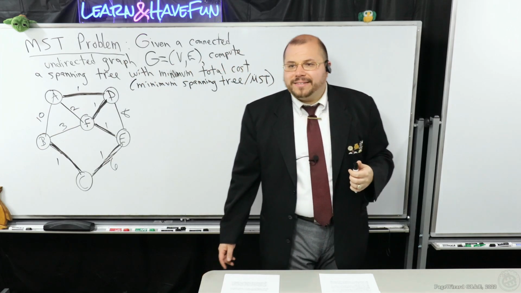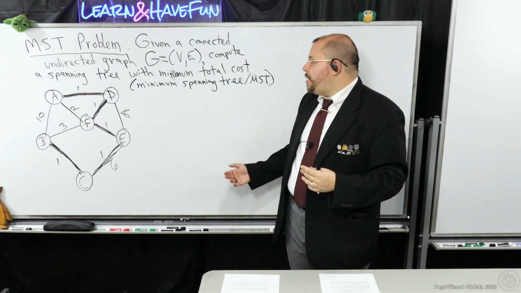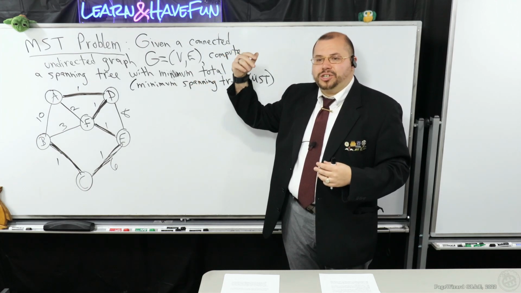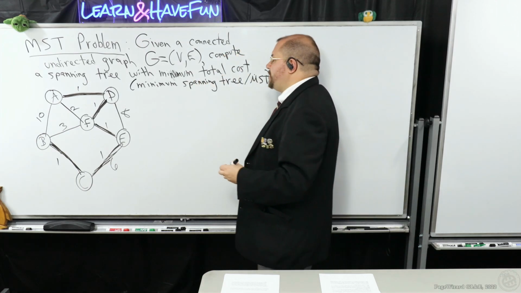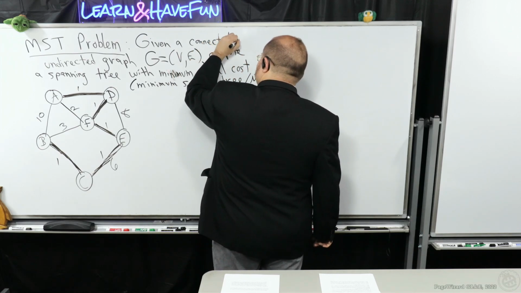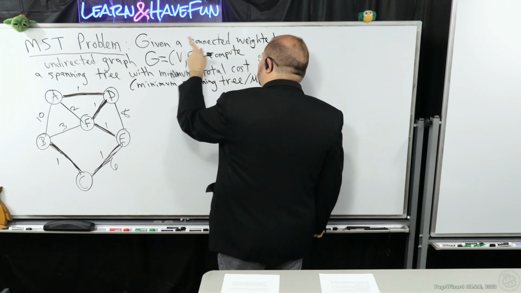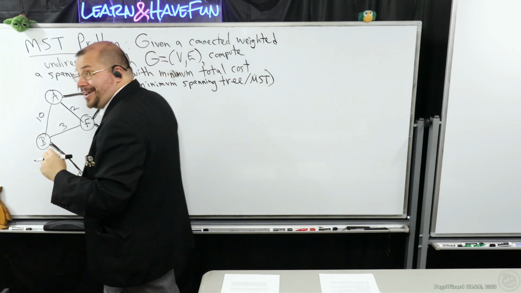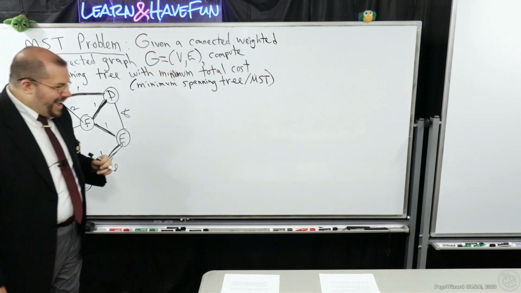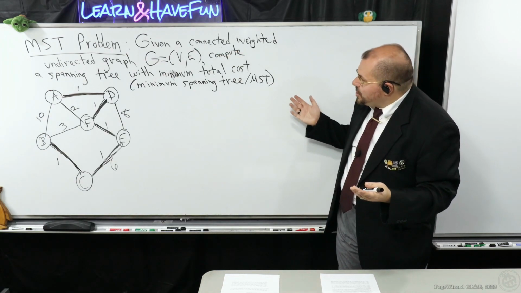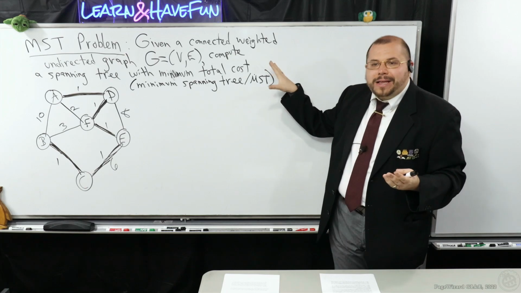In this case, I would like to know something about what a minimum spanning tree looks like in such a graph, a weighted, let me throw that in there too, a connected, weighted, undirected graph. There's a lot of prefixes here, okay? So what I want to do is talk about how we could characterize such a thing.